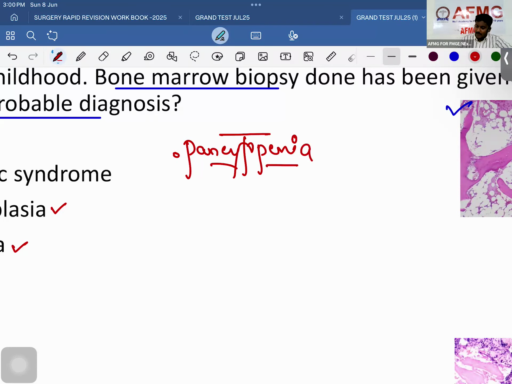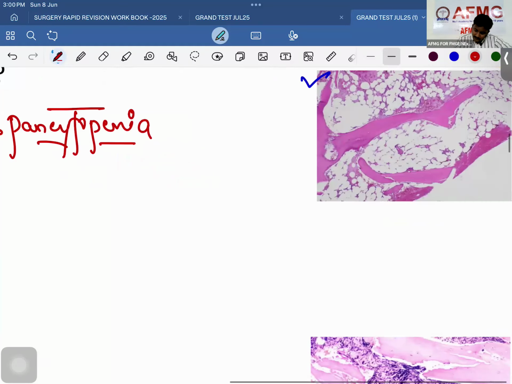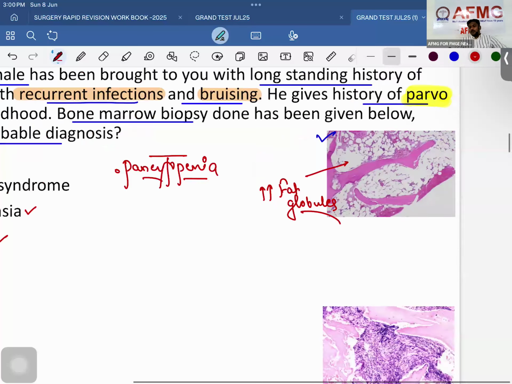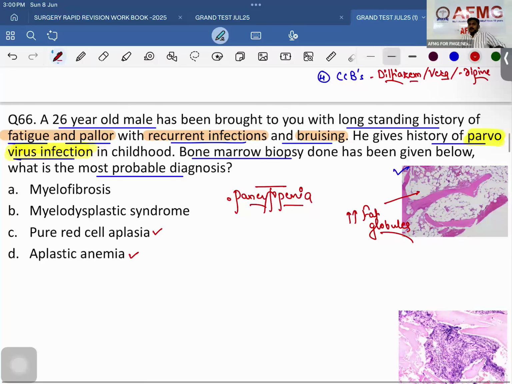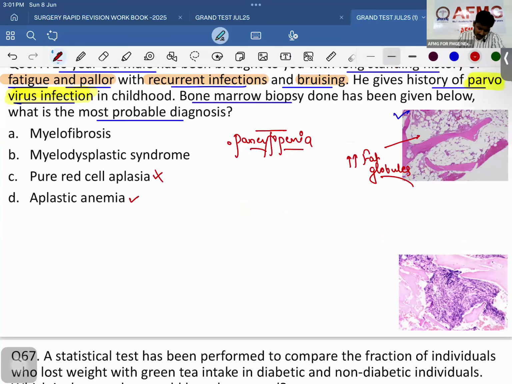And if you see the bone marrow biopsy, bone marrow aspiration will give a dry tap, nothing will be seen when you do bone marrow aspiration. And when you do a bone marrow biopsy, this is the classical feature which is seen. What are these? These are nothing else but fat globules. So inside the bone marrow you are able to see a lesser number of cells but more amount of fat. So if the bone marrow biopsy shows more fat than blood cells, it is classically a diagnosis of option D, that is nothing else but aplastic anemia.